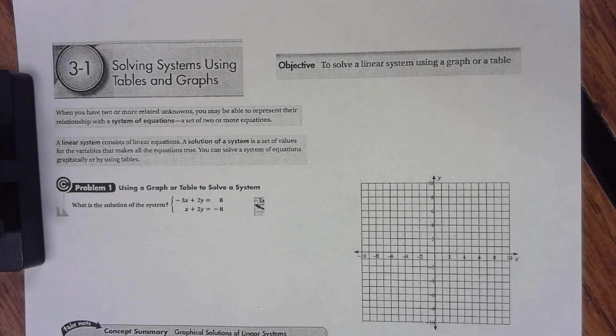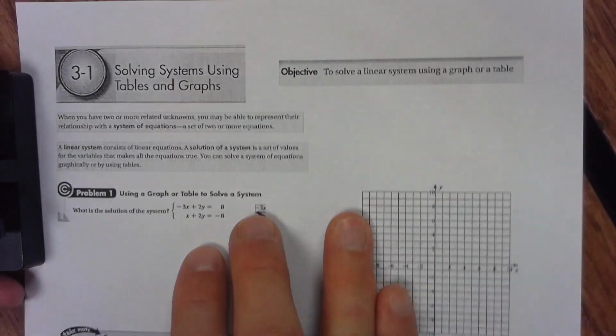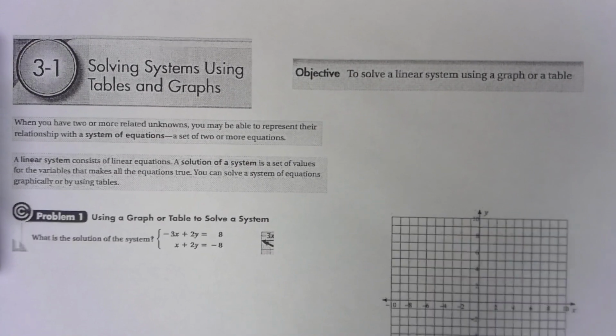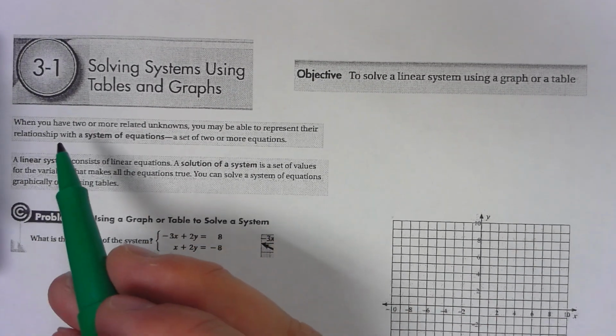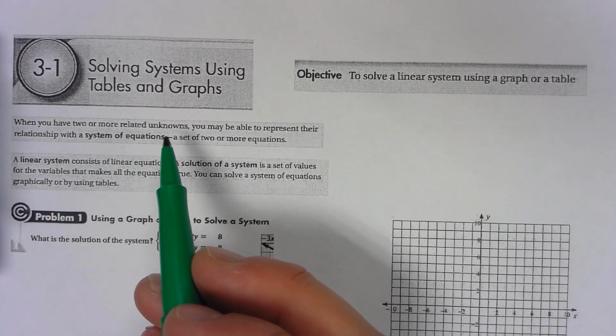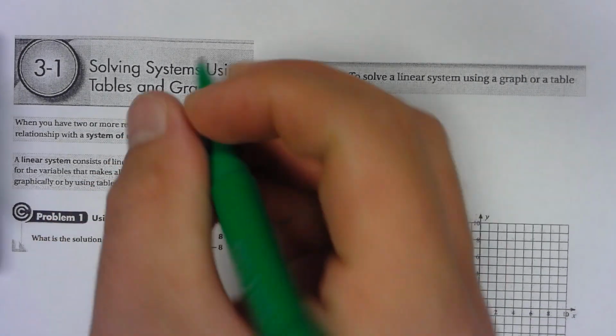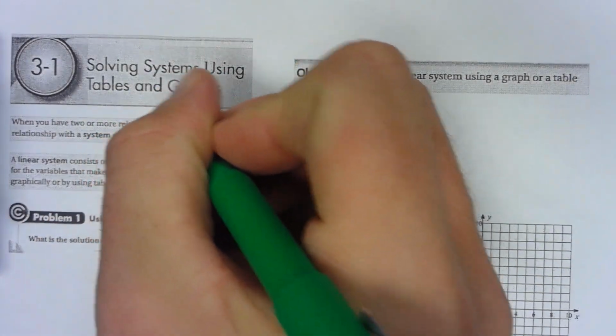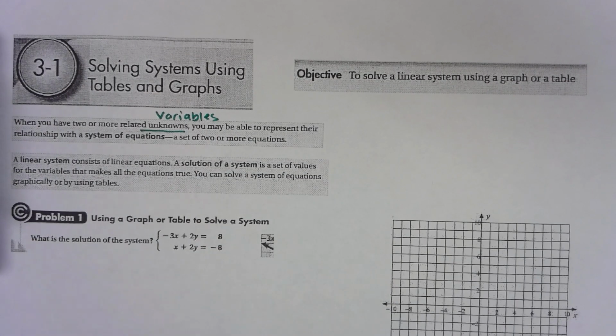The reason that we start this way is because for every system that we solve, there's going to be a graph that represents the situation. So just some introductory vocab: when you have two or more related unknowns, unknowns being variables, you may be able to represent the relationship with a system of equations, which is a set of two or more equations. We're only going to be working with linear equations.